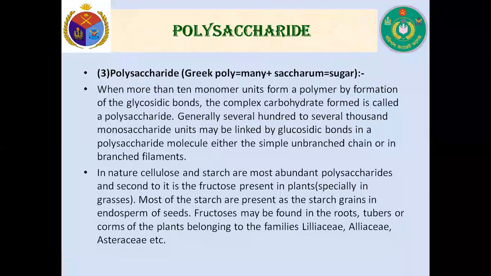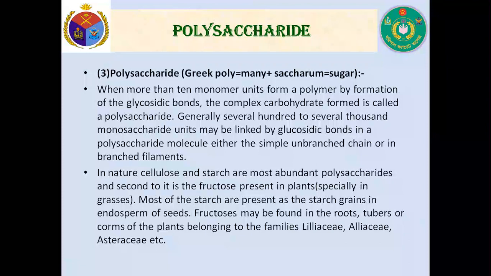In nature, cellulose and starch are the most abundant polysaccharides, and second to them is fructan present in plants, especially in grasses. Most of the starch is present as starch grains in the endosperm of seeds. Fructan may be found in the roots, tubers, or corms of plants belonging to the families Liliaceae, Amaryllidaceae, and Asteraceae.